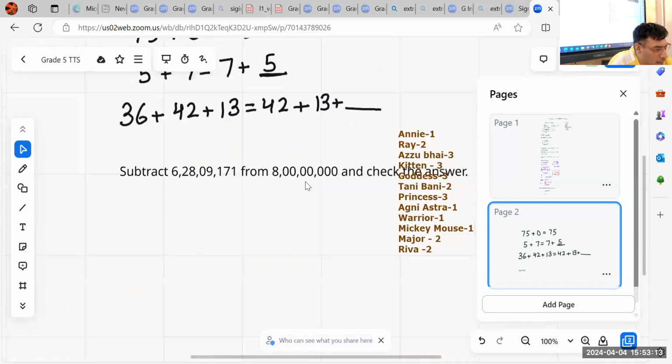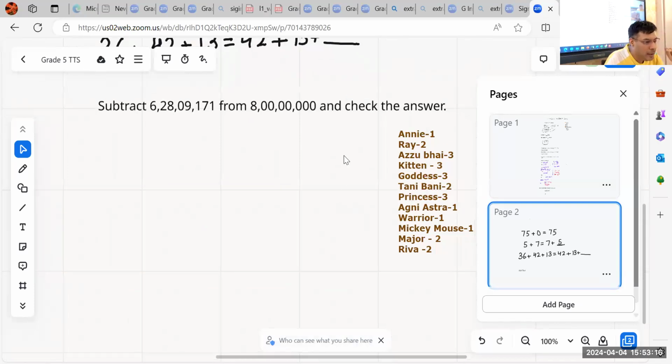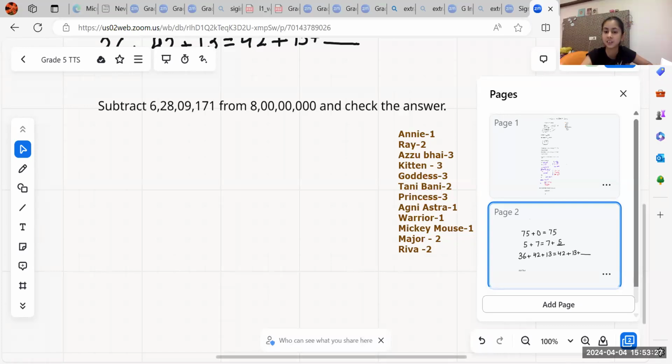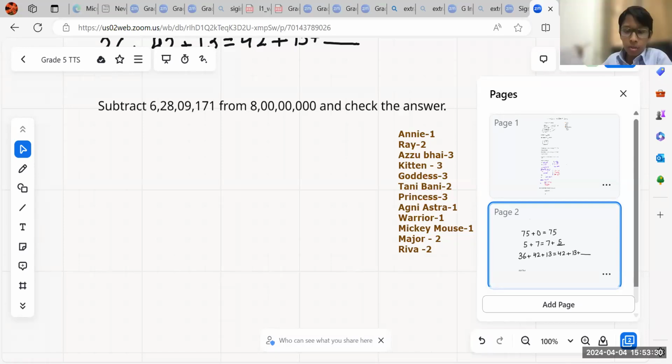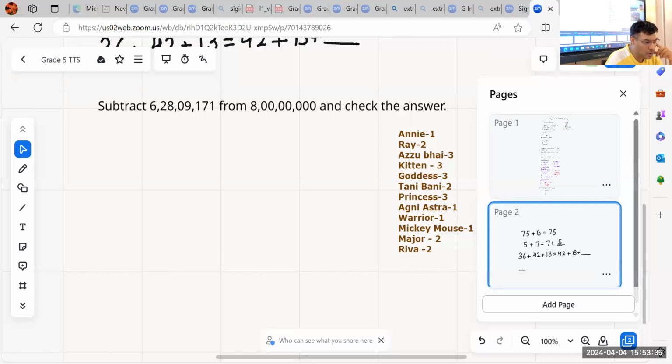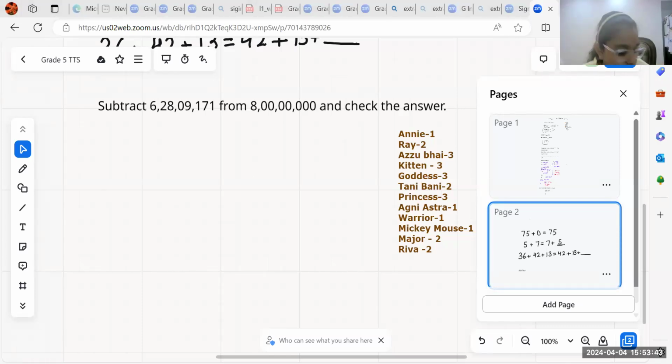Okay, so I have given a very simple subtraction question and you have to check your answer also. So how will you check your answer? Sir, by the steps that they taught us in school. Yes. The numbers are very small, no? Yes, sir, they are very small.